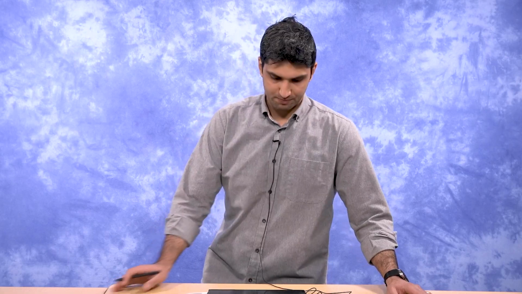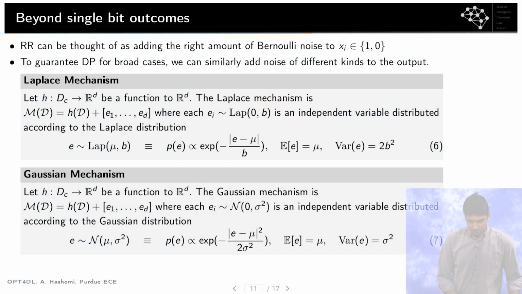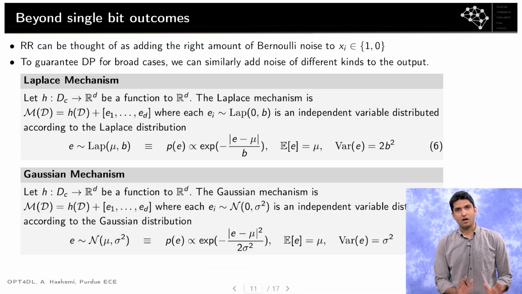We posed this question: how can we generalize the idea of injecting noise to make sure that when our outcomes are not necessarily binary, we can still satisfy differential privacy? To do that, our main idea remains the same. We're going to leverage noise injection.